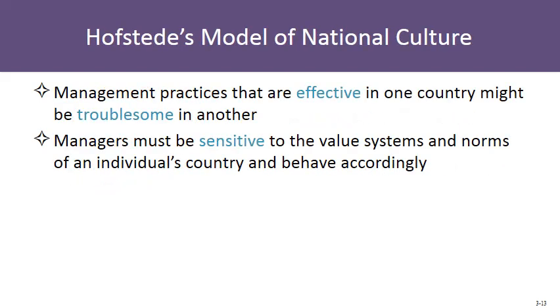So Hofstede's model of national culture says management practices that are effective in one country might be troublesome in another. That's clearly what this says. Competitive practices that would seem to be completely okay in the United States might not be okay in another country, right? Managers must be sensitive to the value systems and norms of an individual's country and behave accordingly.